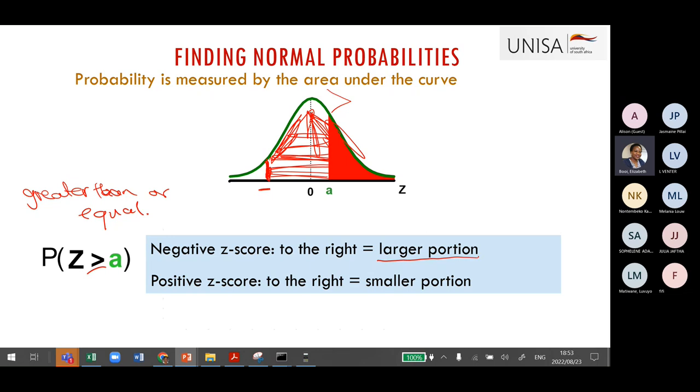If the answer is positive, you see here, the answer is positive, so it will be on this side of zero, and we know that it's greater than, right? So then the shading will be a smaller shading, so it means we go to the smaller portion.